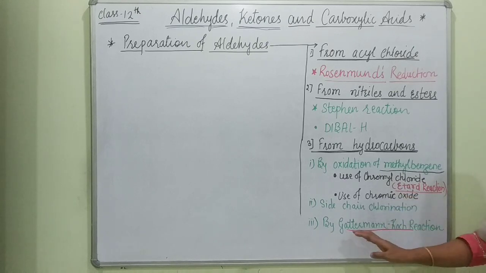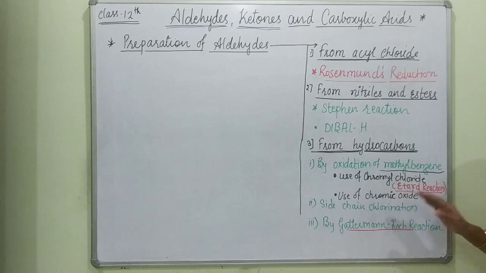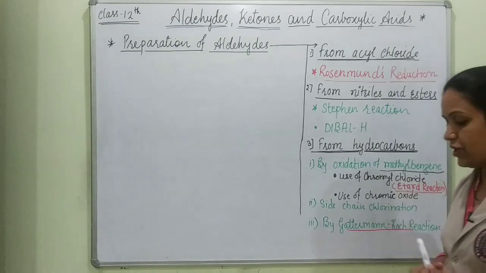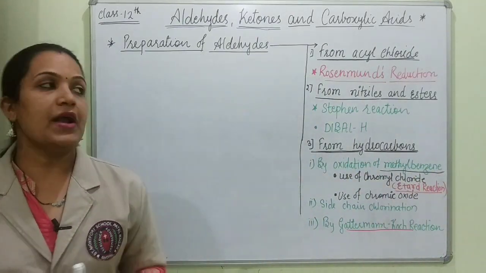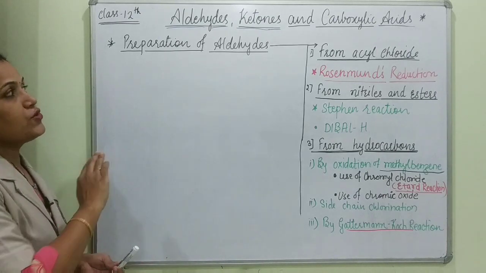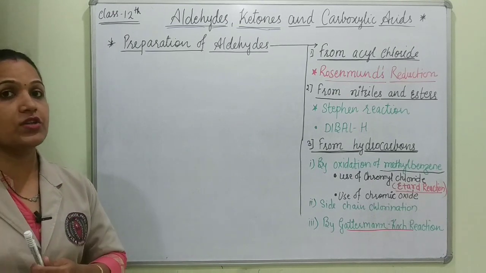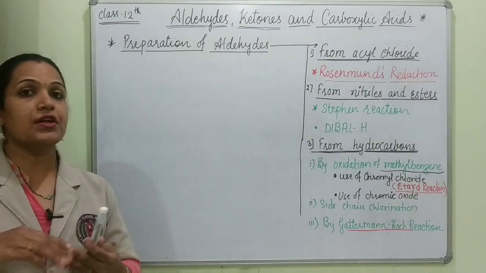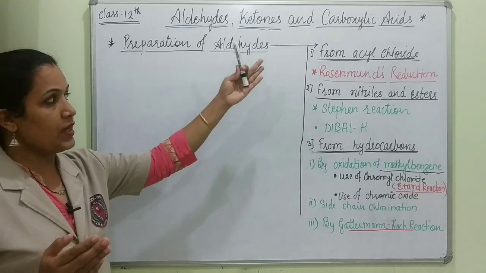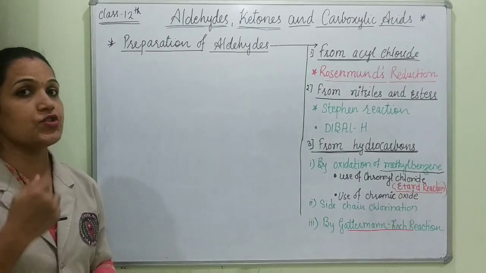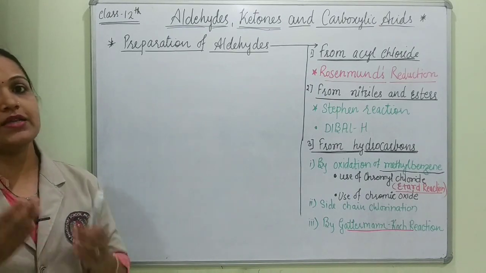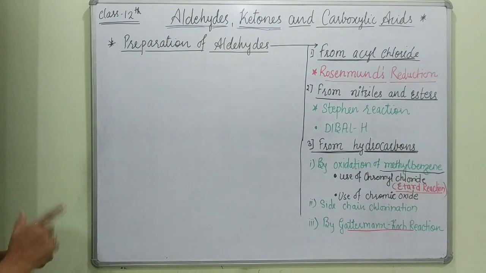Now the second one, see children, is side chain chlorination. In side chain chlorination we can see how these hydrocarbons can be converted into aldehydes, and the last one is the Gattermann-Koch reaction. Now let's start one by one and we will study the complete preparation of aldehydes. And students, these reactions are going to be asked in conversions, how one can be converted into another. For that purpose, with the help of these key points or checkpoints, we can easily memorize all the reactions. Okay, now let's start with the first.